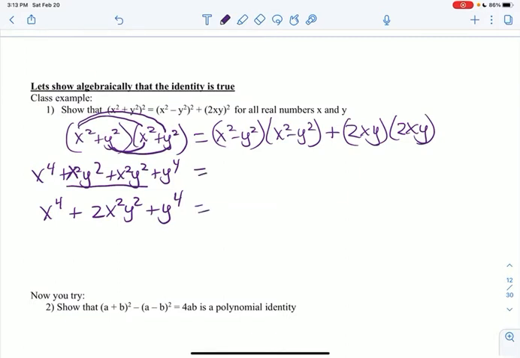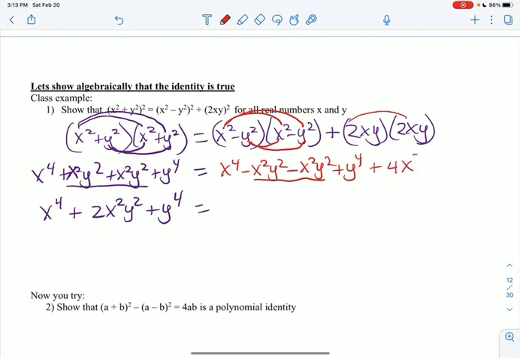So maybe I'll get another color just so you can see what I'm multiplying. X squared times x squared is x to the 4th. X squared times negative y squared is negative x squared y squared. Negative y squared times x squared is again negative x squared y squared. And negative y squared times negative y squared is positive y to the 4th. And those two middle terms I can combine together. And this last one, 2 times 2 is 4. And when I'm multiplying, I add exponents together.